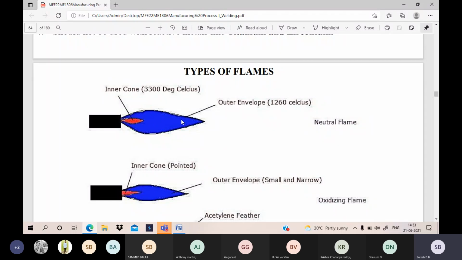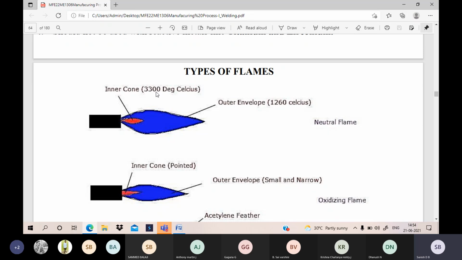decreases along the length of the combustion. Here the maximum amount of gas is present near the nozzle, so it burns completely. Once it burns completely, the maximum amount of heat is generated near the nozzle tip. As it spreads throughout, due to the external air, it cools. That's why the temperature is reduced from this point to here.